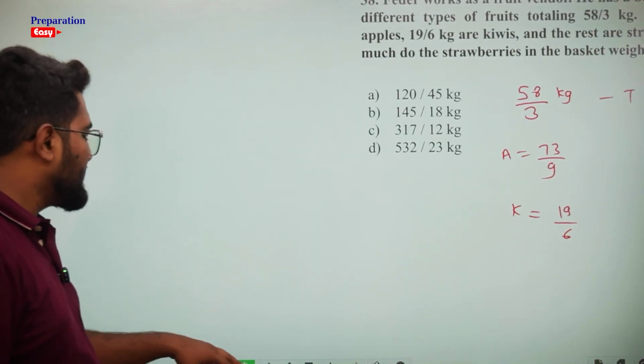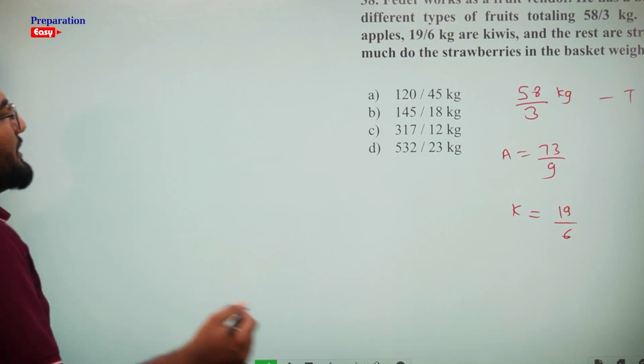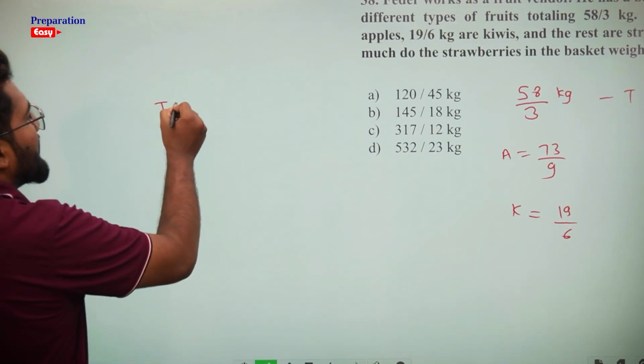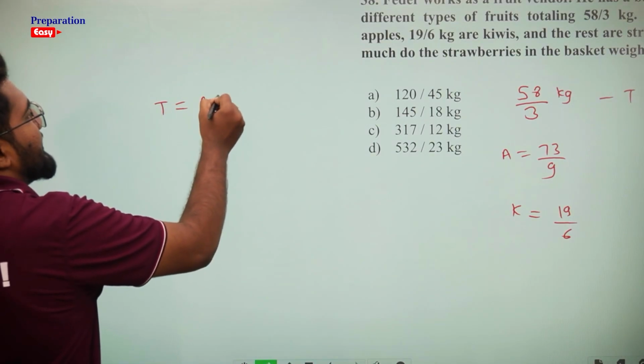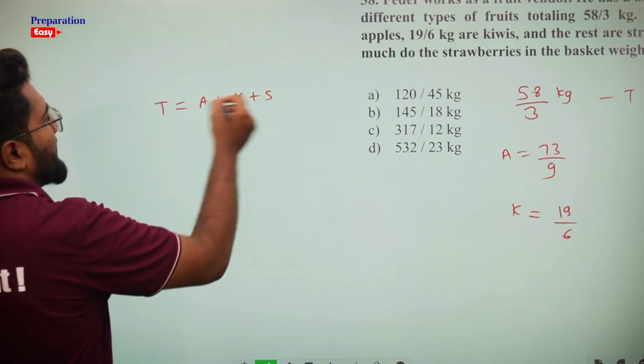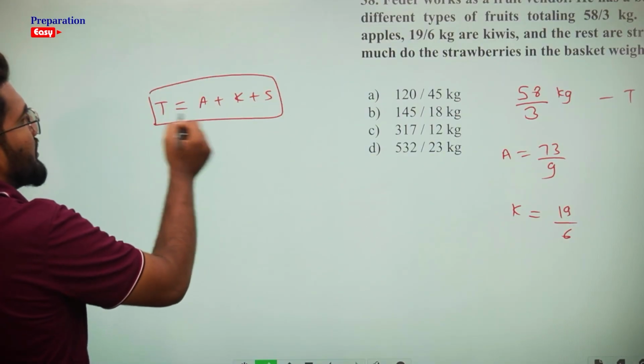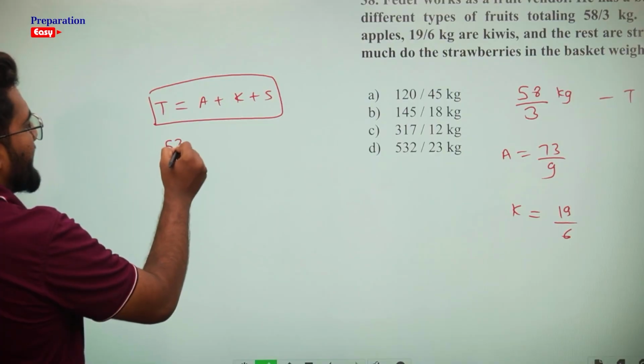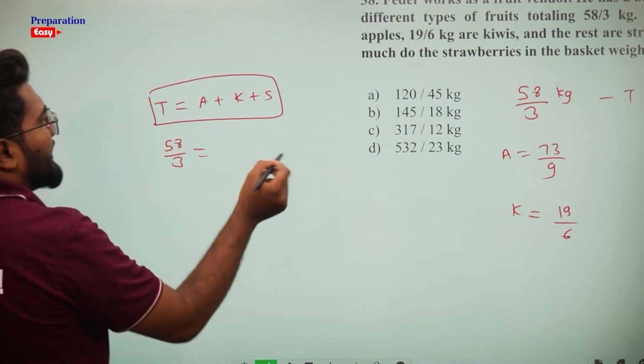Okay, so let's start. To find the strawberries, we will use total equals apple plus kiwi plus strawberry. So what is total? Total is 58 divided by 3. How many apples are there?